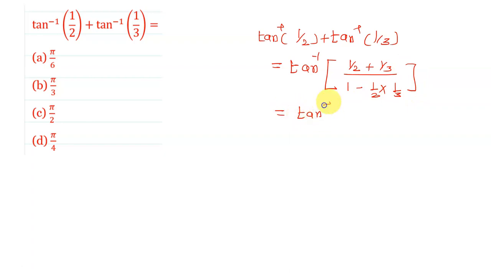Okay, and that's equal to tan inverse of, we will simplify, that is 1 into 3, 1 into 2, then you will get 5 by 6 in the numerator, and in the denominator also it is 5 by 6. 5 by 6, 5 by 6 get cancelled, and then here tan inverse of 1, but tan inverse of 1 is equal to pi by 4, and therefore the option D is the correct one.